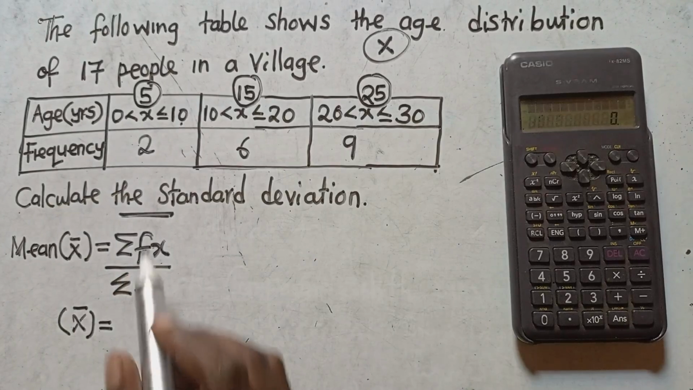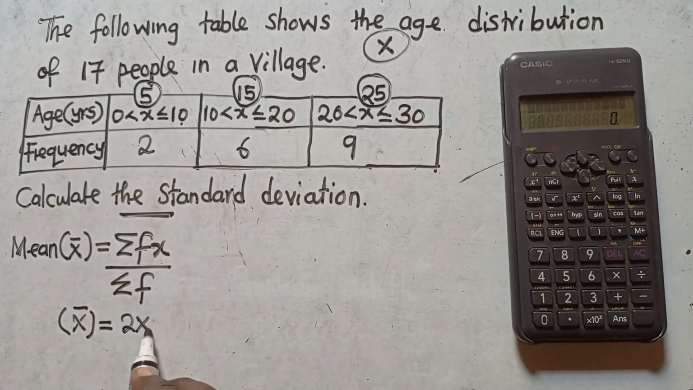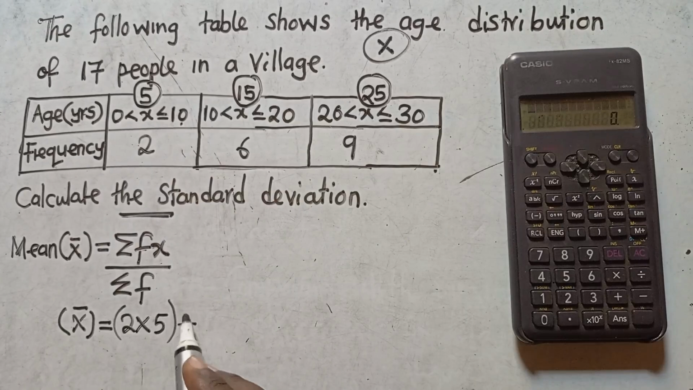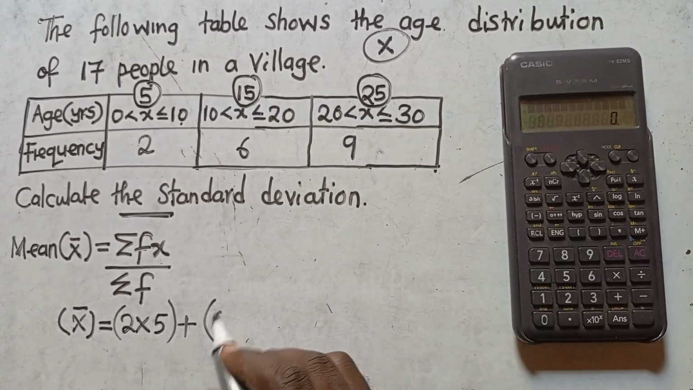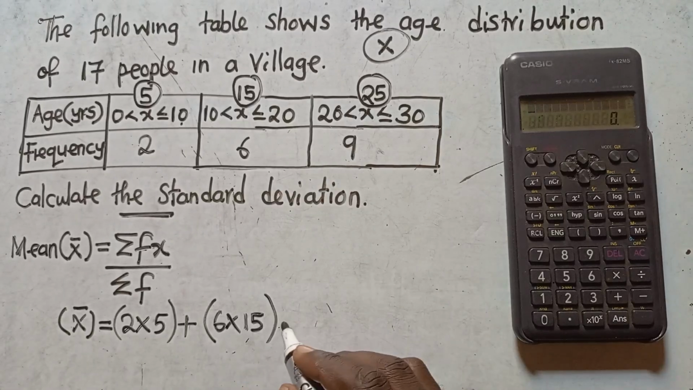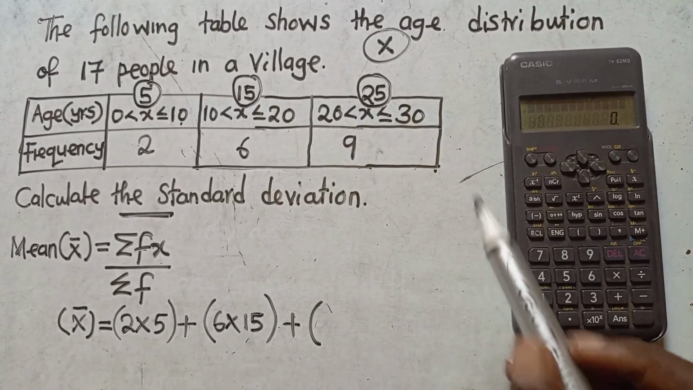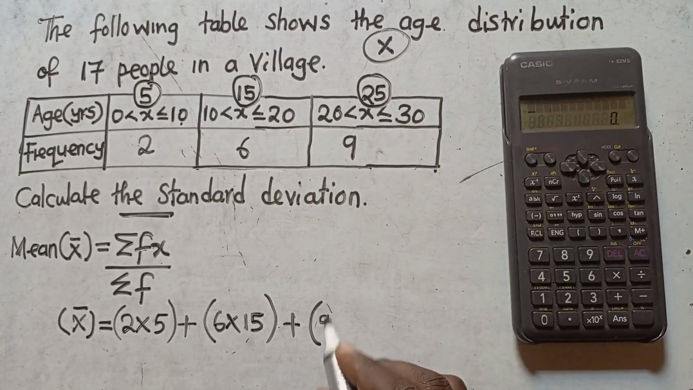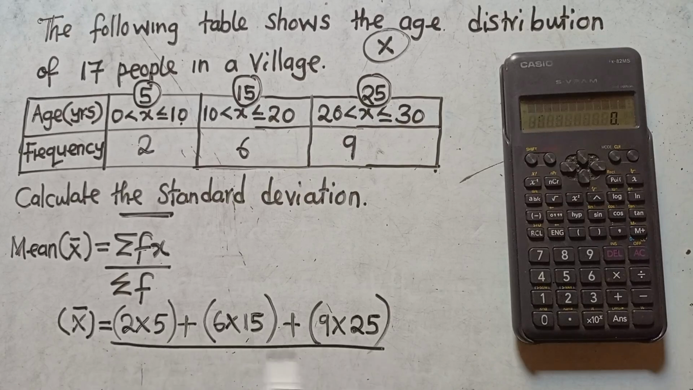You add this. So you say 2 multiplied by x, 5 there, plus, you move to the second one, 6 multiplied by 15, plus, I move to the other one, where I'm going to say 9 times 25. 9 multiplied by 25. We are dividing everything by 17. So I say over 17. This is what I need to do.